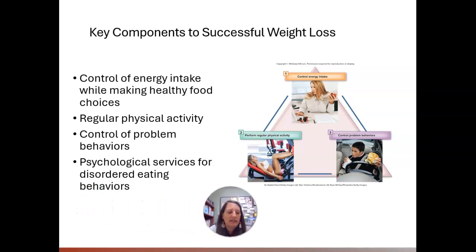So, components to successful weight loss. First off, individuals will need to control energy intake and make healthy food choices. Individuals should participate in regular activity and control problem behavior, so behavior modification. And then lastly, if there are disordered eating behaviors, psychological help should be sought out. Again, the first 3 are components to successful weight loss. This last one is if.